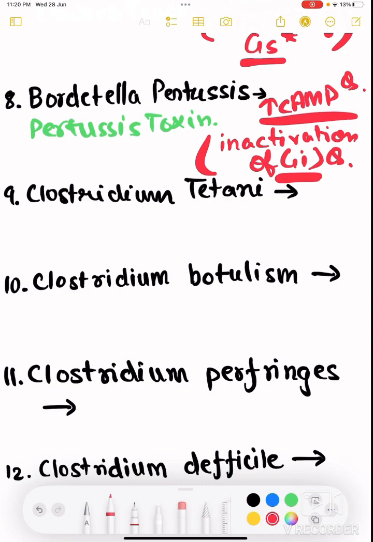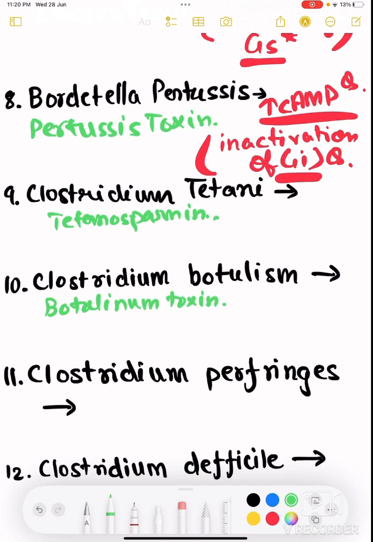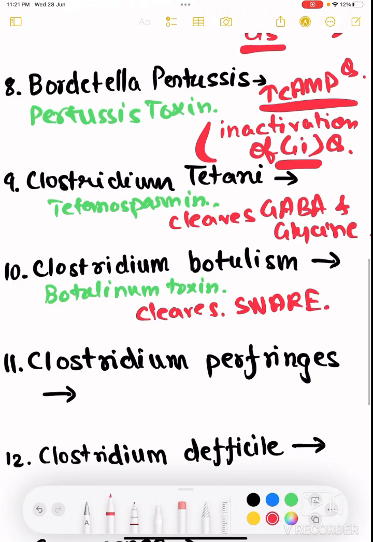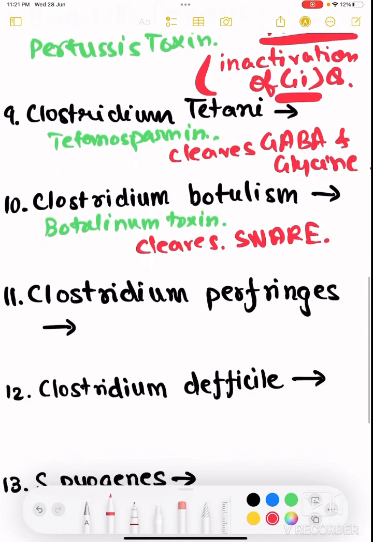Coming to the ninth one, Clostridium tetani. We all know the toxin name is tetanospasmin. And in Clostridium botulinum, it is botulinum toxin. Right, very easy. What is the mechanism of action? Tetanospasmin cleaves SNARE protein. Sorry, for Clostridium tetani, it cleaves GABA and glycine. That's why it inhibits the inhibitory pathways in Renshaw cell inhibition. That's why it causes tetanus. Right, and in botulism, it cleaves the SNARE protein in the synaptic cleft, and that's why acetylcholine is not released and cannot act at the neuromuscular junction.